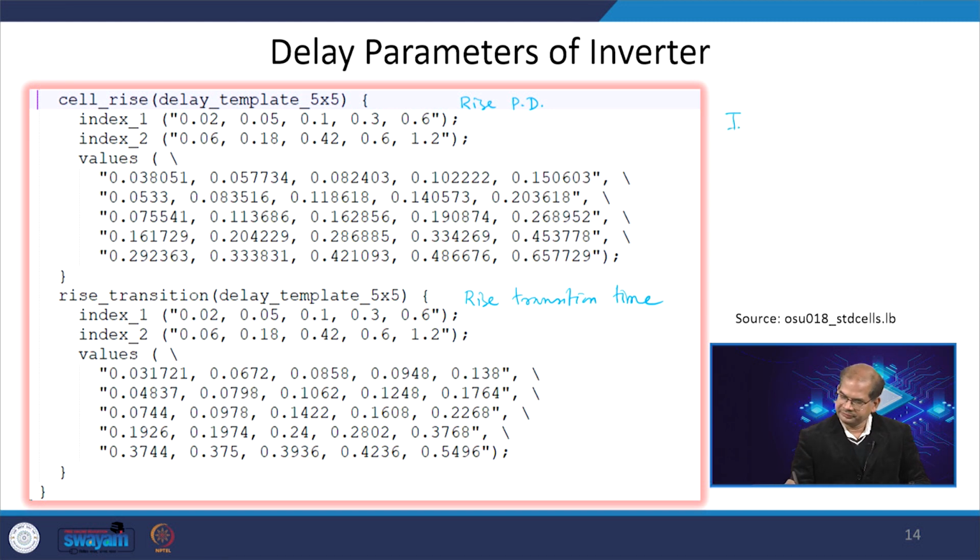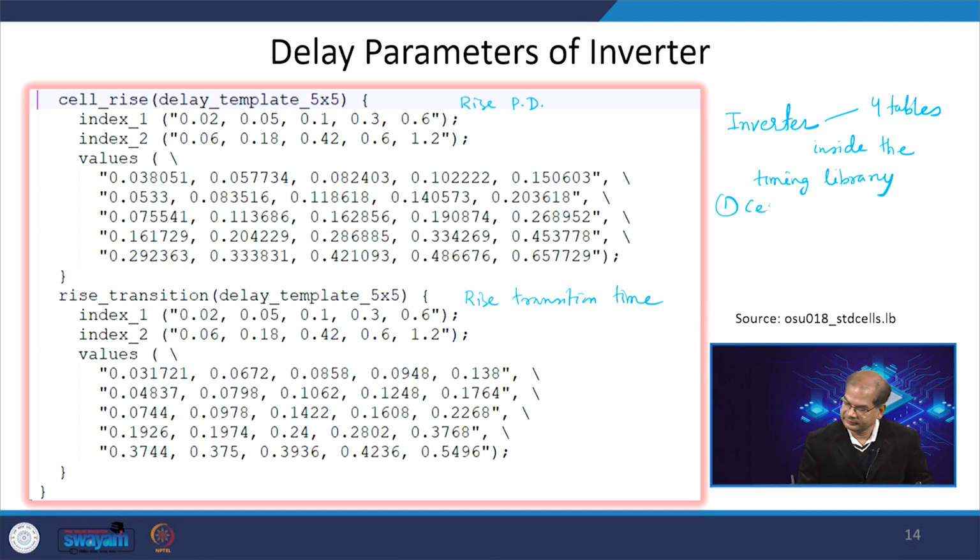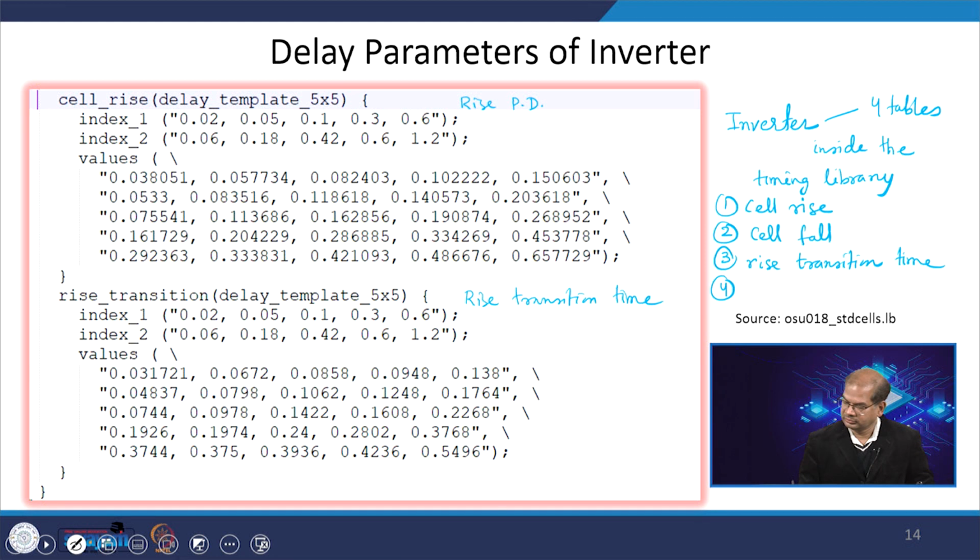For the inverter, I have 4 tables inside my dot-lib, inside the timing library. What are those 4 tables? One is cell rise, one is cell fall, then the rise transition time, then the fall transition time. These 4 tables are needed for only the inverter.